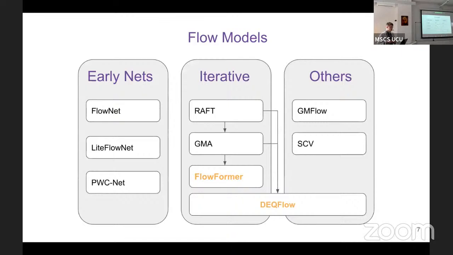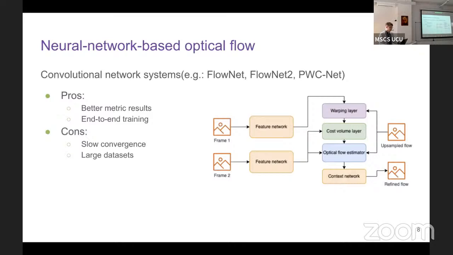For my background work, I divided flow models into three groups. They are early ones, just CNN applications, then iterative ones, when people added recurrent networks, and I will also tell you about some optimization tools. So the first one is neural-based optical flow. They are convolutional neural systems. For example, they can be FlowNet, FlowNet 2, PWC-Net, etc.